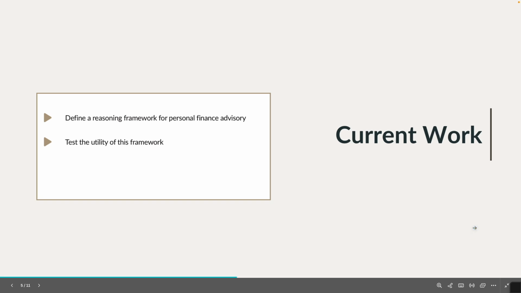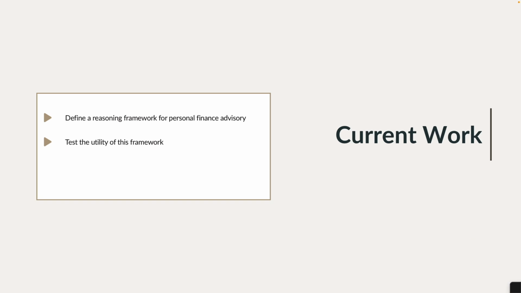So with that as the background, it is now time to dive into what the paper actually does. At its core, the paper does two key things. First, we define a modular framework which we follow to generate a reasoning chain and a response for a personal finance query. Second, we test the utility of this framework by generating a small sample data set and fine tuning a model on this.